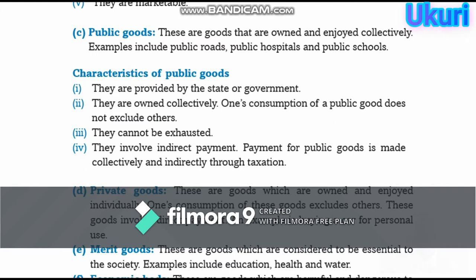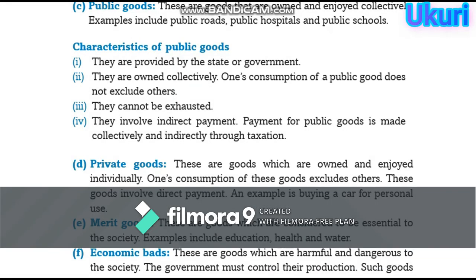Public goods. What are public goods? These are goods that are owned and enjoyed collectively. Examples include public roads, public hospitals, and public schools. Public goods are those shared by many citizens. So what are the characteristics of public goods?